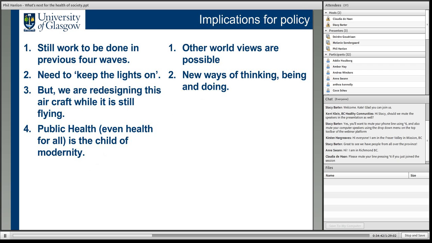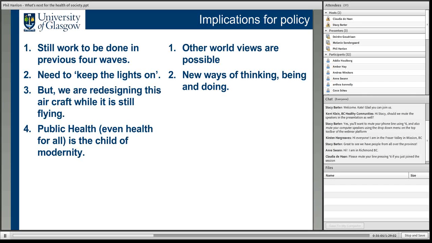So what are the implications there for policy? Well, I've divided them into two parts. First of all, work still needs to be done in the previous four waves. We still need to maintain the welfare state. We need to look after the vulnerable in society. We need to manage chronic disease, keep the water safe, and all of that. In short, we need to keep the lights on. And there's much work still to be done on that.